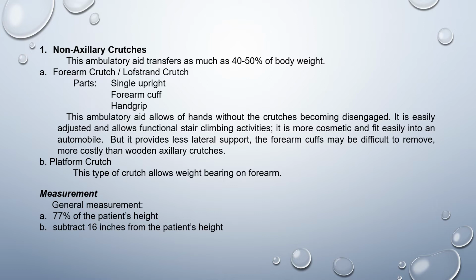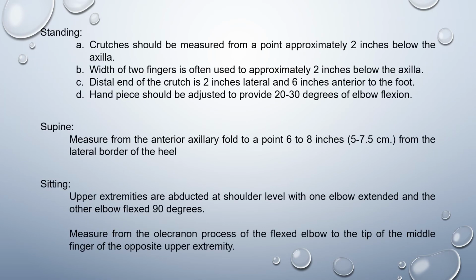Measurement. We have general measurement. 77% of the patient's height is your crutch. Subtract 16 inches from the patient's height. So that will be your crutch. Okay, next is your standing. Crutches should be measured from a point approximately 2 inches below the axillary. Width of 2 fingers is often used, approximately 2 inches below the axillary.